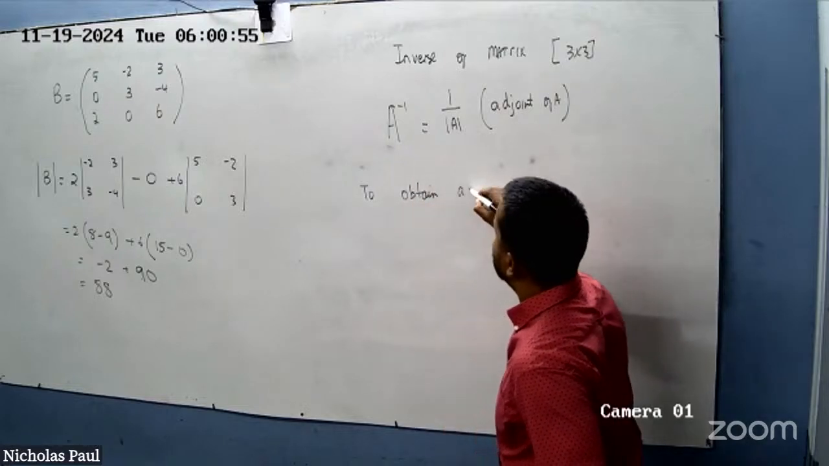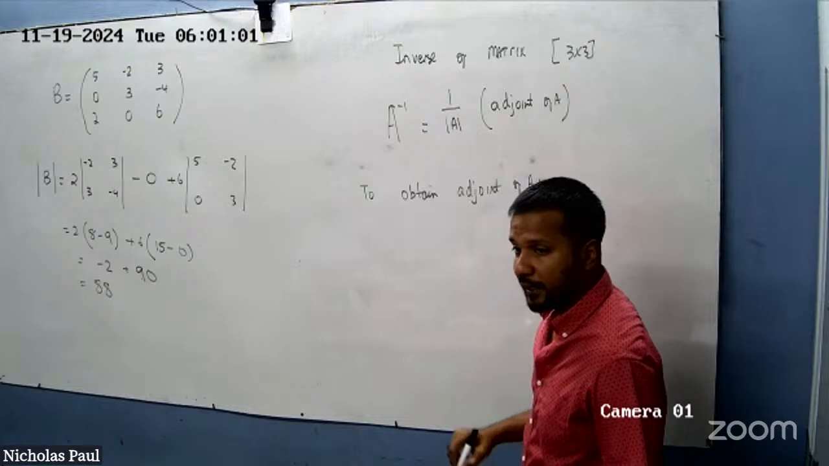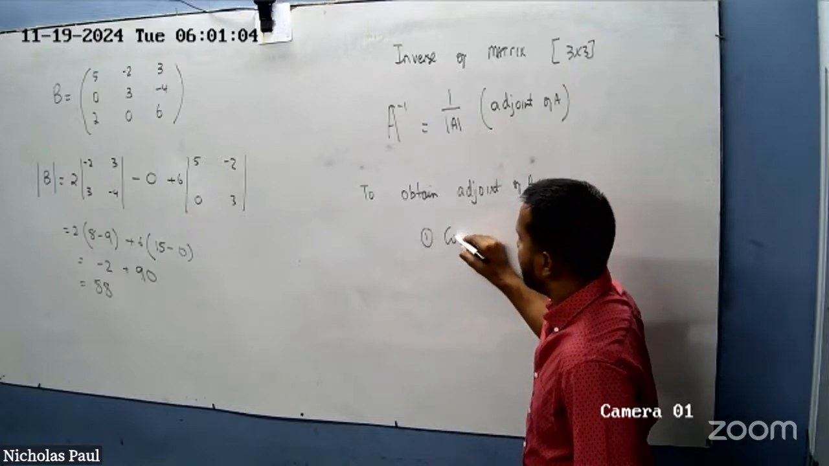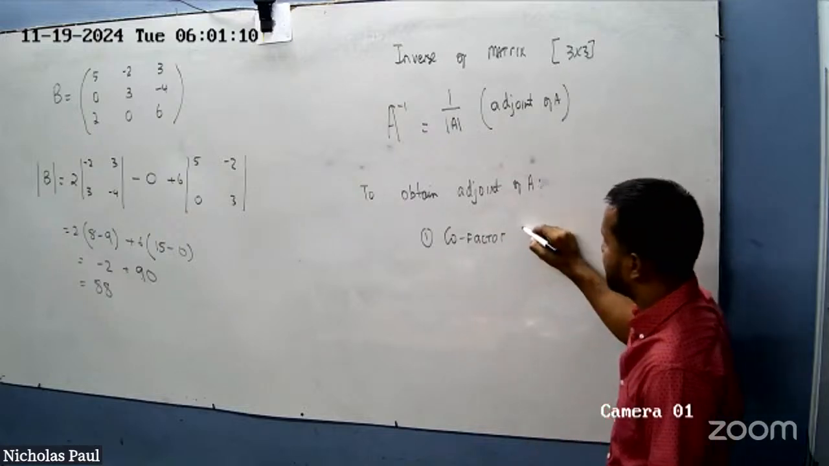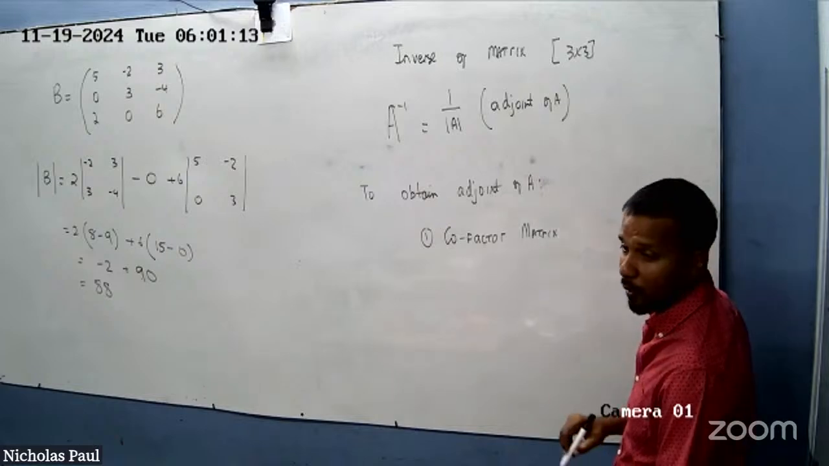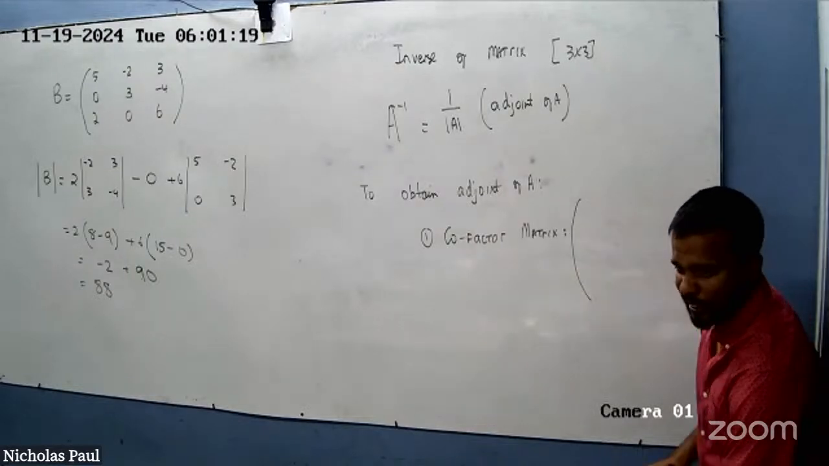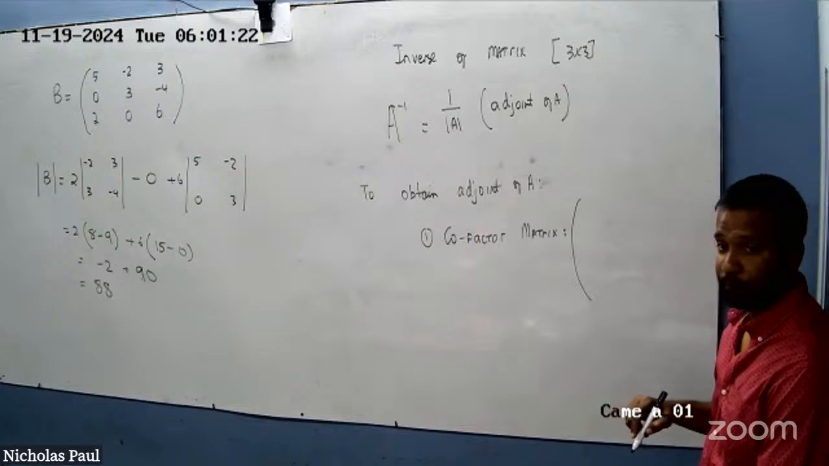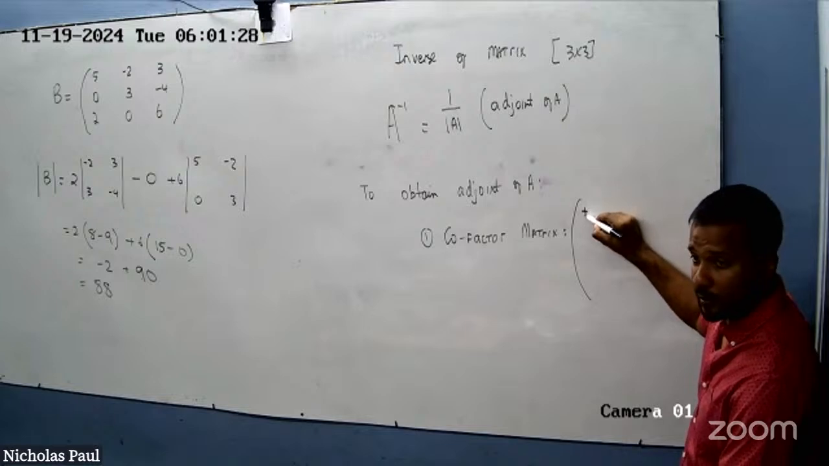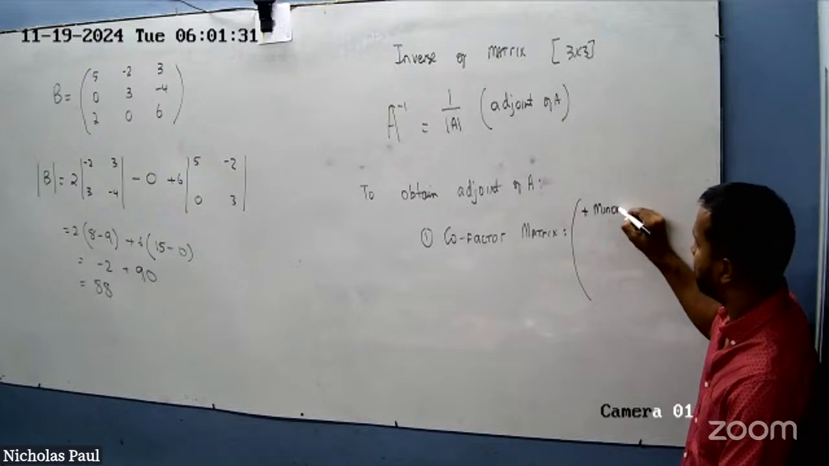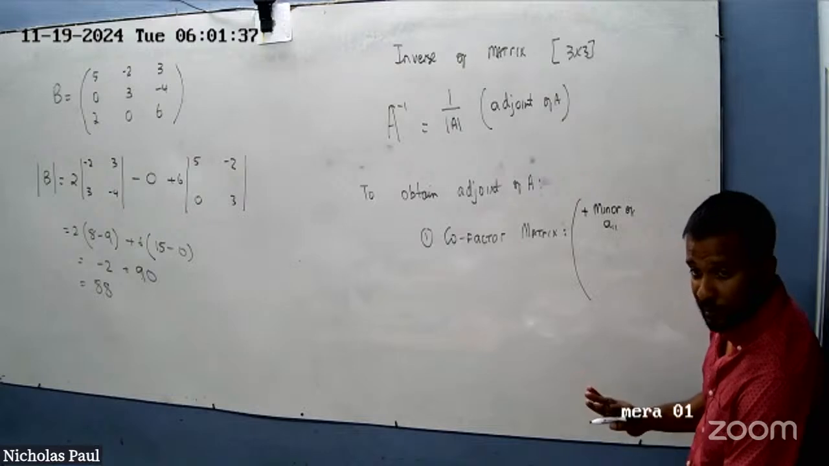To obtain the adjoint of A, we need a few things. Number one, we need something called the cofactor matrix. This will take a little while, but I'll show you how to get it. Watch here, I'll just show you for a few. To get the cofactor matrix, you multiply the sign by the minor of that position, A11. That's it, just the sign by the minor.